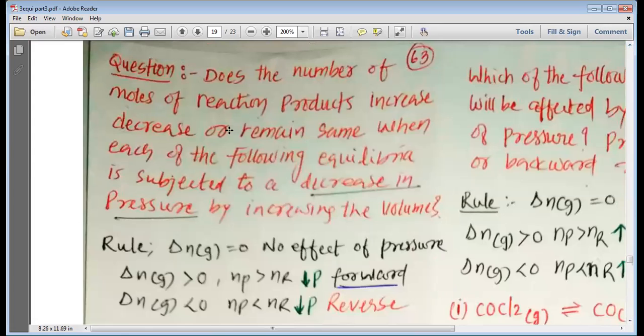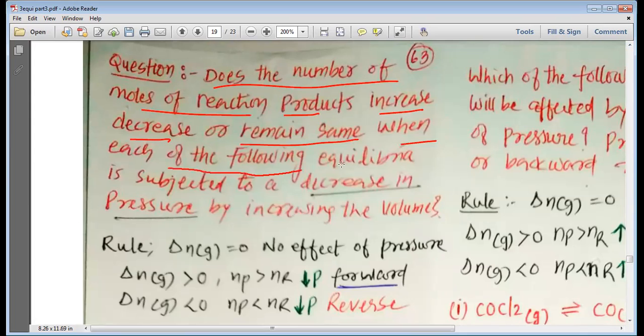Now whatever we have studied, let us revise it, let us understand it, let us drill it with some examples so that we can understand it better. Let's look at the first question. Does the number of moles of reaction product increase, decrease, or remain the same when each of the following equilibria is subjected to a decrease in pressure by increasing the volume?